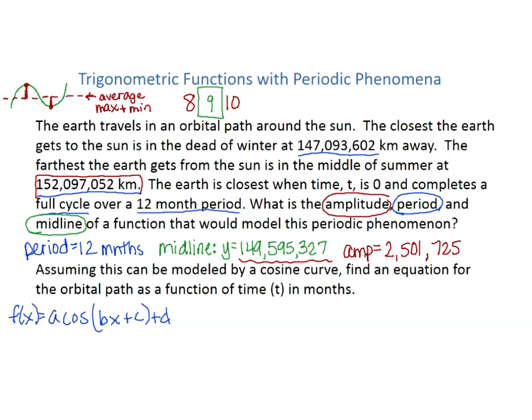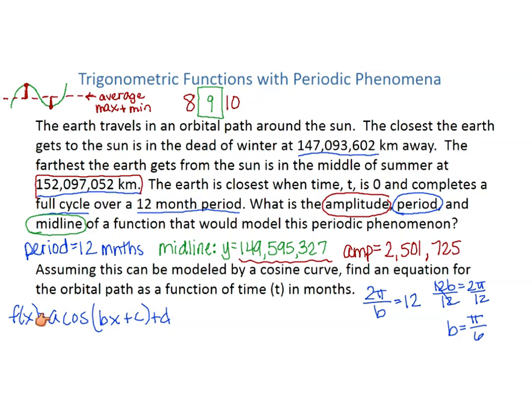So to find b, I have the formula for period. Remember, period is 2 pi over b. And I know that that's equal to 12. So now I just have to solve for b. So I would cross multiply, and I would get 12b equals 2 pi. Then solving for b, I would divide both sides by 12. And I would get, after I simplify, pi over 6 for b.